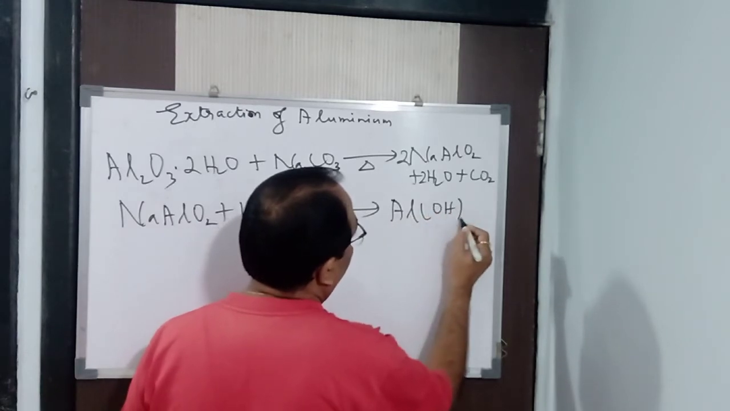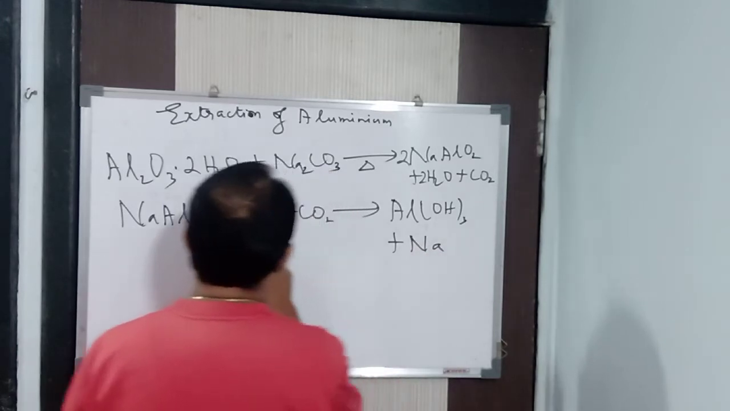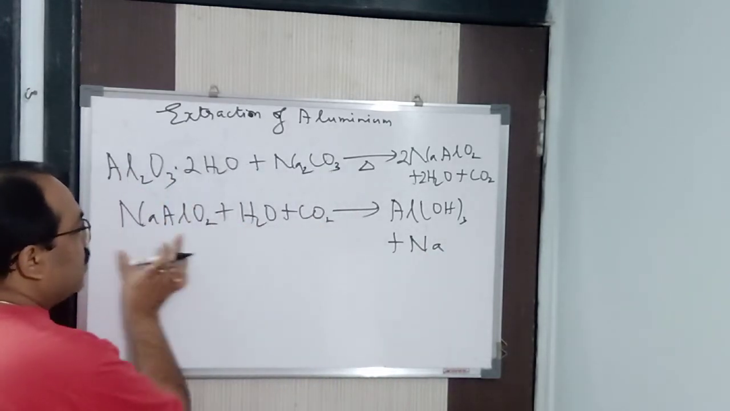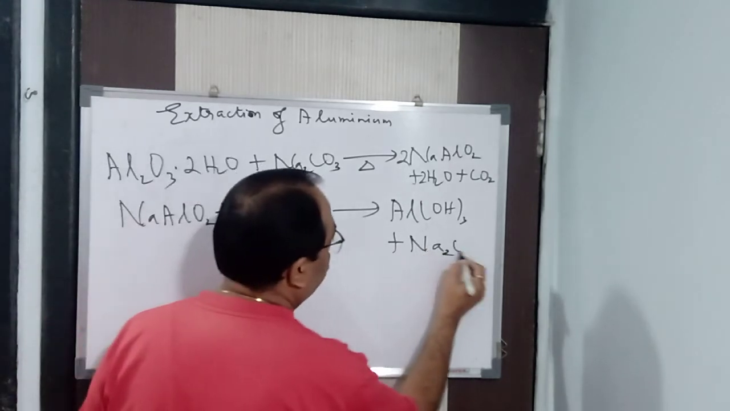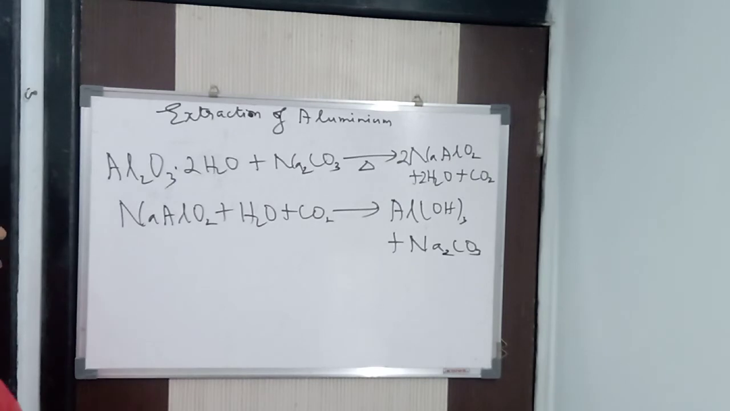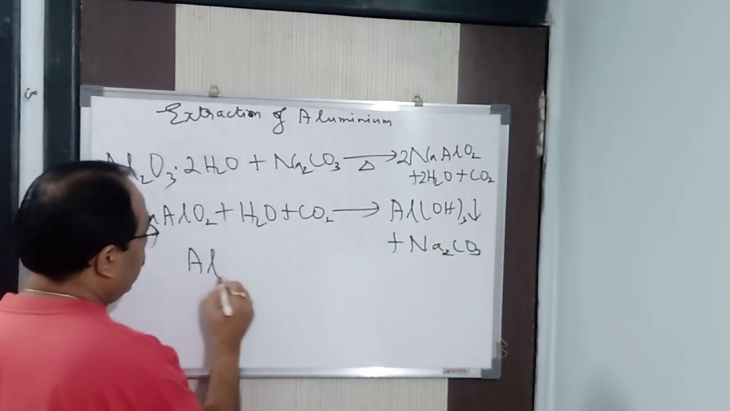I will be getting Al(OH)3, and as sodium is there, first of all water and CO2 react to form carbonic acid. Carbonic acid reacts with sodium to form sodium carbonate. Alright. So in this way we got aluminium hydroxide. Again, it is a precipitate. You heat it further.